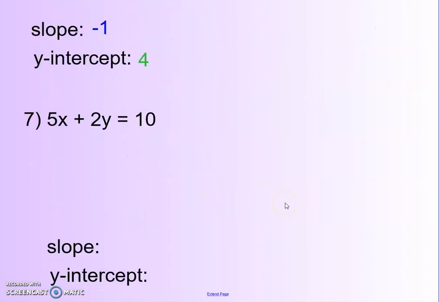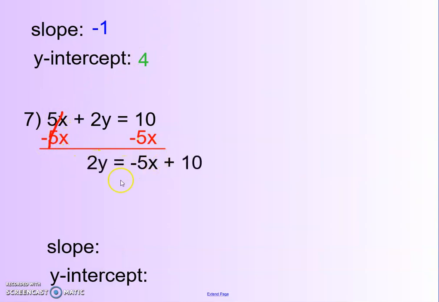Well, hey, welcome back. So number 7 looks like this, and we're trying to put it in slope-intercept form. Remember, we want the y by itself. First thing I do, subtract 5x from both sides. And when I do that, boom, the 5x disappears from the left-hand side, and we're left with the 2y. And on the right-hand side, we have a negative 5x, and we have a positive 10. We're almost there. To get this in slope-intercept form, that 2 can't be there. So we'll divide both sides by 2.